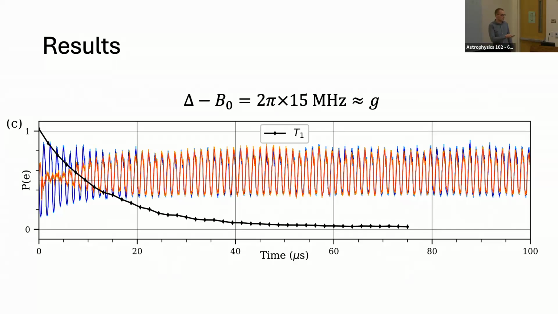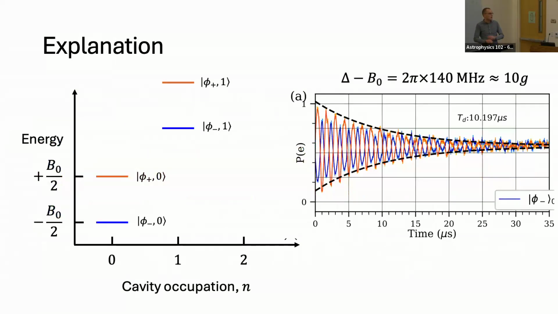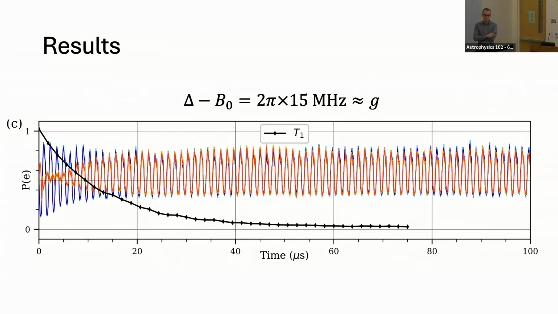And here's the qubit T1 for reference. Okay, so why is this? Here's the explanation. Sorry, can you go back? Yeah. So by doing this well-chosen coupling, you're saying you can make this qubit live forever instead of having the qubit decay.